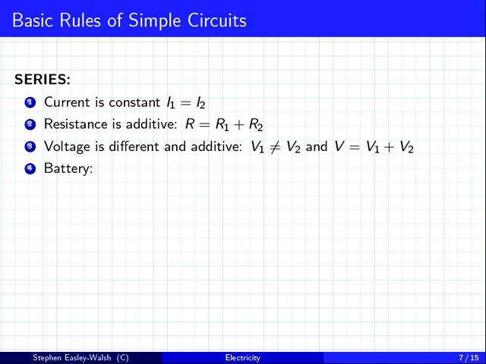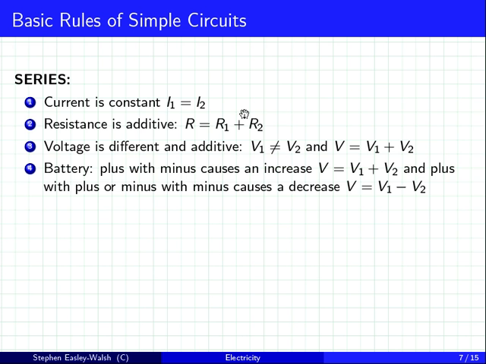What's the rule for these? If this one has a voltage V1 and this one has a voltage V2, then if you put the plus with the minus, the voltage adds. So you get V equals V1 plus V2. But if you put them the wrong way, if you put the plus with the plus, then the voltage subtracts. So for example, if this was 4 volts and this is 1 volt, you actually only end up with 3. But if you put them the right way around, then you get 5.